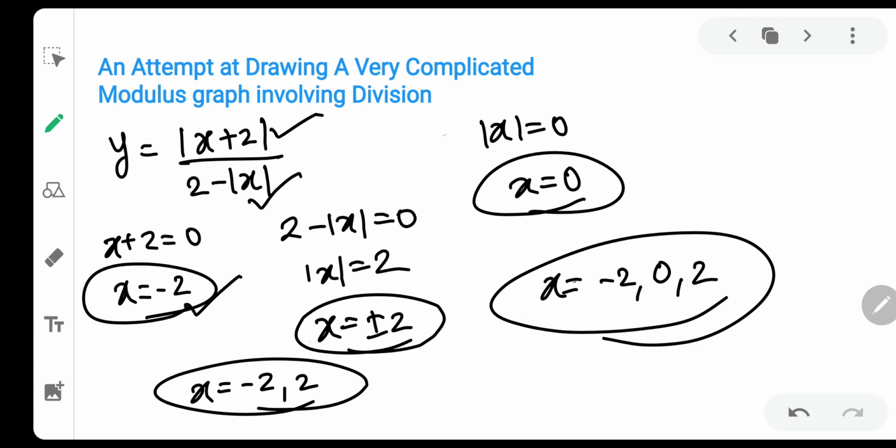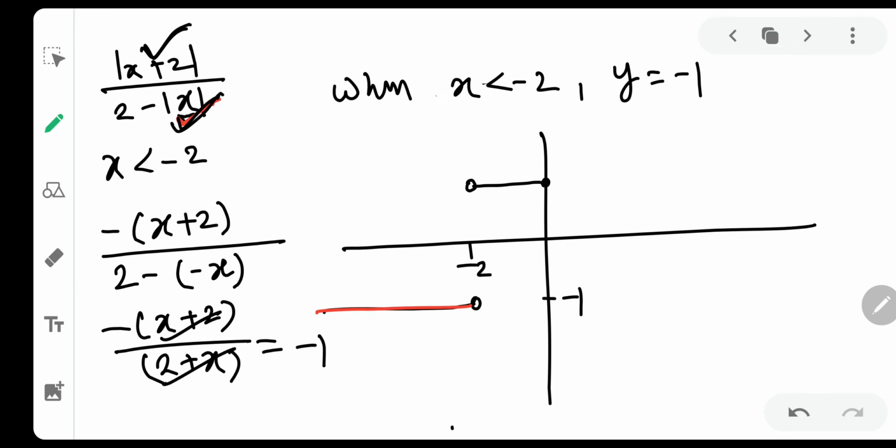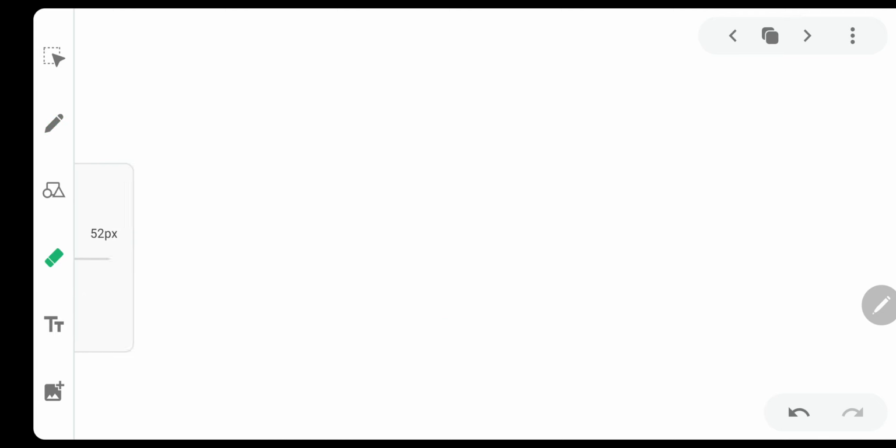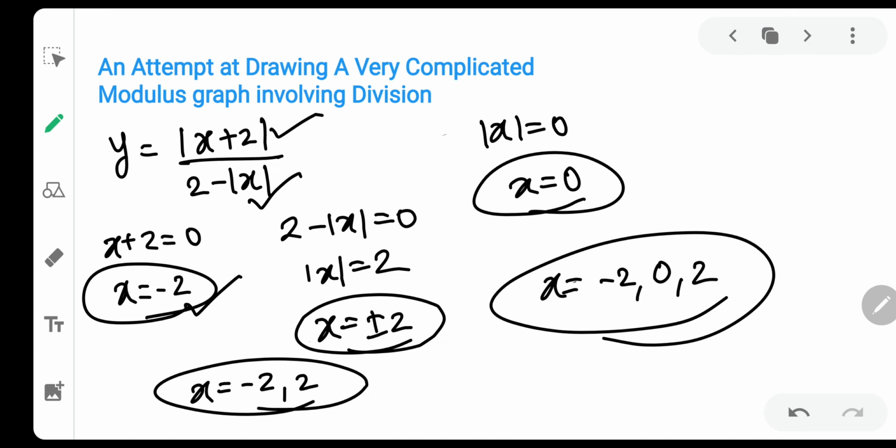So what we'll do is let us come from minus infinity to minus 2 and try to draw the graph. We are not including minus 2 because at minus 2 the denominator will go 0 and the function will be infinity. That is what we actually don't want. That's why we are not doing it.